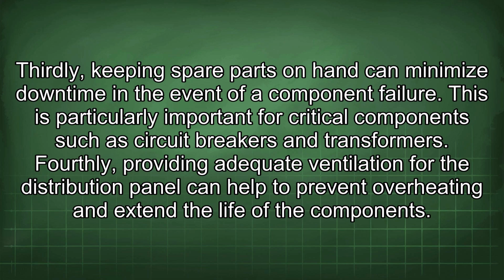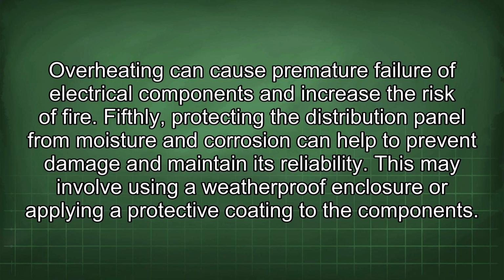Thirdly, keeping spare parts on hand can minimize downtime in the event of a component failure. This is particularly important for critical components such as circuit breakers and transformers. Fourthly, providing adequate ventilation for the distribution panel can help to prevent overheating and extend the life of the components. Overheating can cause premature failure of electrical components and increase the risk of fire. Fifthly, protecting the distribution panel from moisture and corrosion can help to prevent damage and maintain its reliability. This may involve using a weatherproof enclosure or applying a protective coating to the components.